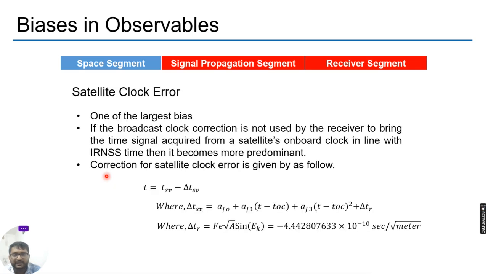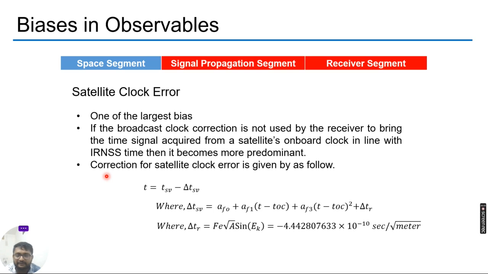The second one is the satellite clock error. Satellite clocks are made of cesium and rubidium, which have an accuracy of 10 raised to minus 12 seconds, yet we still have some error introduced because of that. If the broadcast clock correction parameters that the satellite is sending are not used, it will introduce an error which plays the largest part in the bias or error budget.